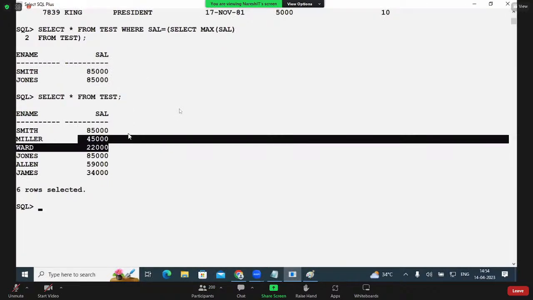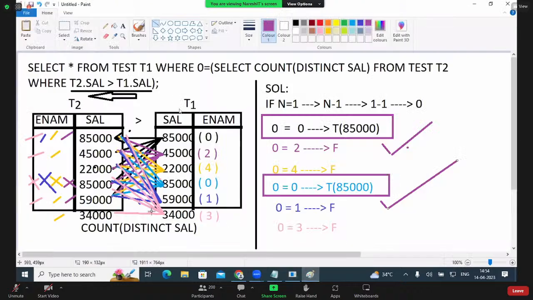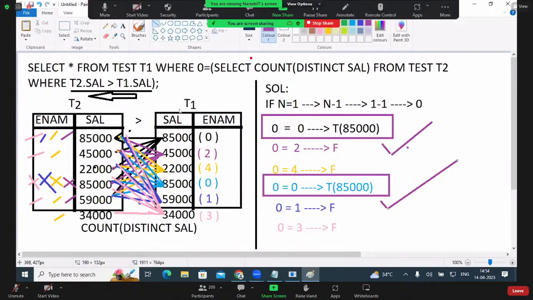Correlated subquery, same question, same output. How many times can you say? First, the inner query is executed. Here each row or each value is compared with all values of the other alias. Yes or no? That means how many values are there in my table? 6 values. So 6 into 6, total 36 times.